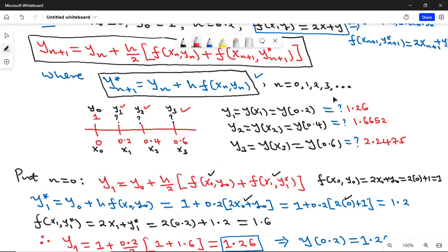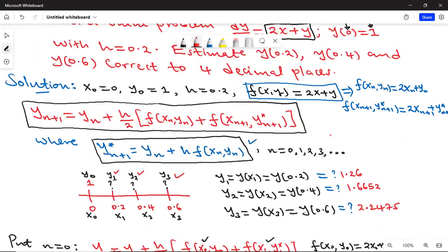Remember that the derivation of this iterative formula, you can find it from my PDF notes. Just spend some time and look at how to derive this iterative formula for the modified Euler's method.